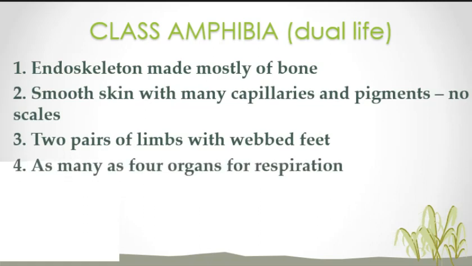All right, 2 pair of limbs with webbed feet, so 4 legs. As many as 4 organs for respiration. And that's the secret of all those blood vessels in the skin. The skin is actually a way for an amphibian to breathe. They have a 3-chambered heart. That's a good quiz question.